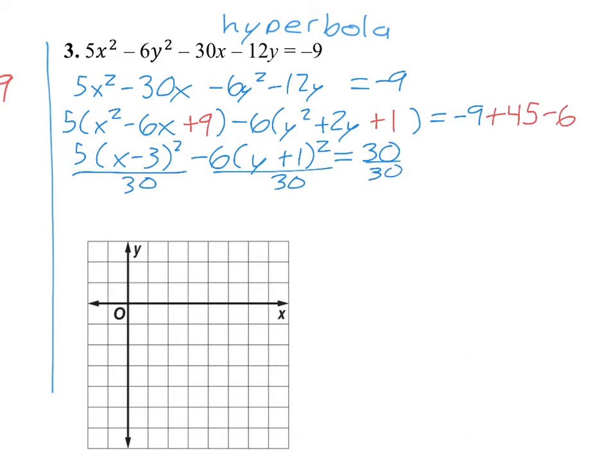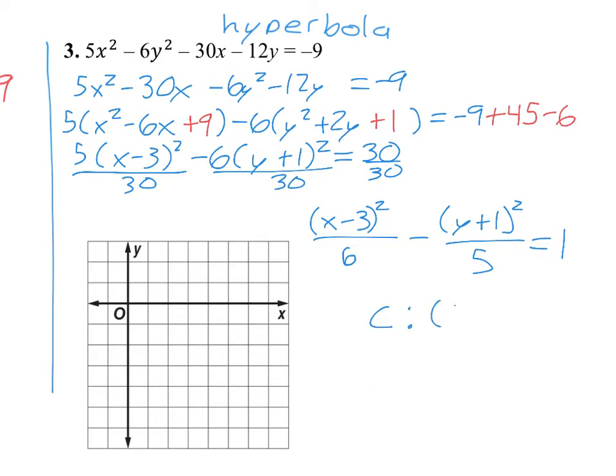So we have x minus 3 squared. 5 over 30 reduces to 1 over 6. And 6 over 30 reduces to 1 over 5. Okay, so this will have a center at 3 comma negative 1. We graph that point. Now I need to make a box.